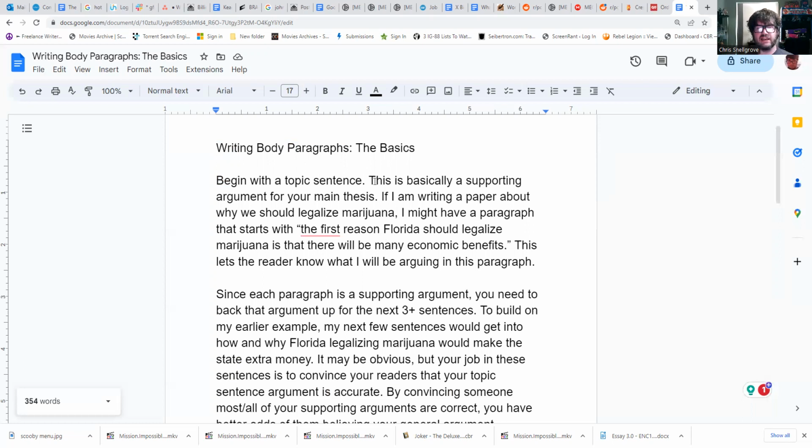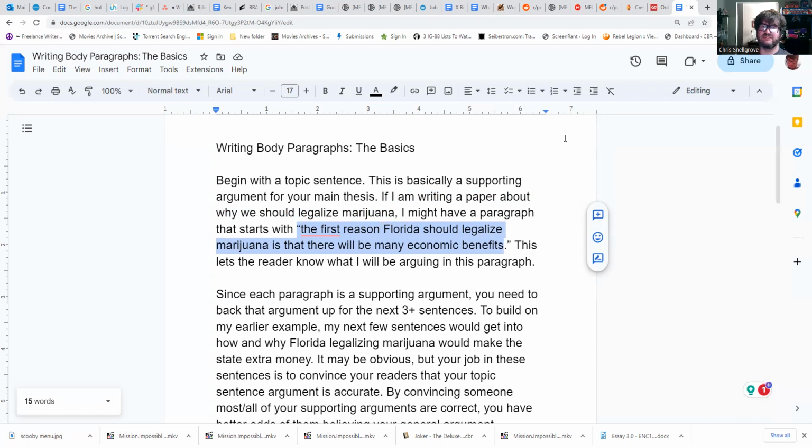So if I'm writing a paper about why we should legalize marijuana, that would be my thesis, right? Say, Florida should legalize recreational marijuana. And so I put on here, I might start my paragraph out with, the first reason Florida should legalize marijuana is that there will be many economic benefits. Starting my paragraph out like that does two important things, right?